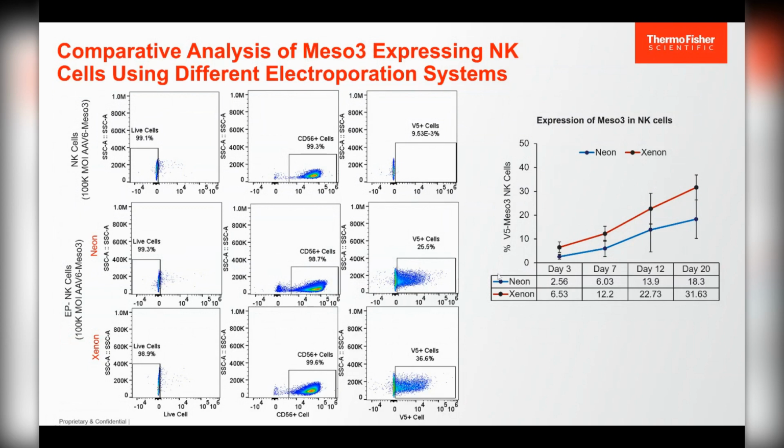In the right side panel, we measure the expression of meso 3 over the different time points, and we can see the Genome system has an average of around 32%. However, the Neon system shows only 18%. And most importantly, we can observe here that the donor to donor variation is very high.